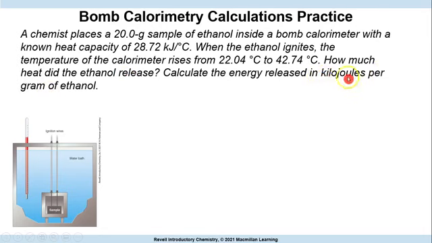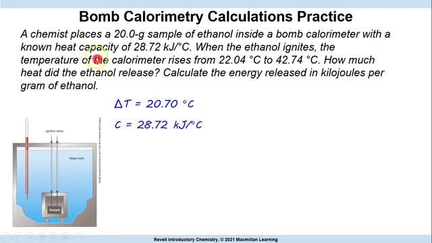So the first thing, we are going to calculate the heat in kilojoules, and from there we are going to divide the heat by the grams of ethanol that has been given to us to have the heat in kilojoules per gram. Now, how do we calculate the heat? As we've already seen the formula, it is given by Q is equal to C delta T, and here delta T is 42.74 degrees Celsius minus 22.04 degrees Celsius. That gives you 20.70 degrees Celsius.